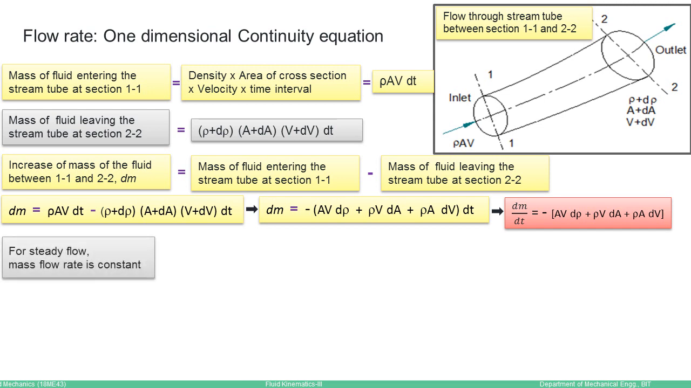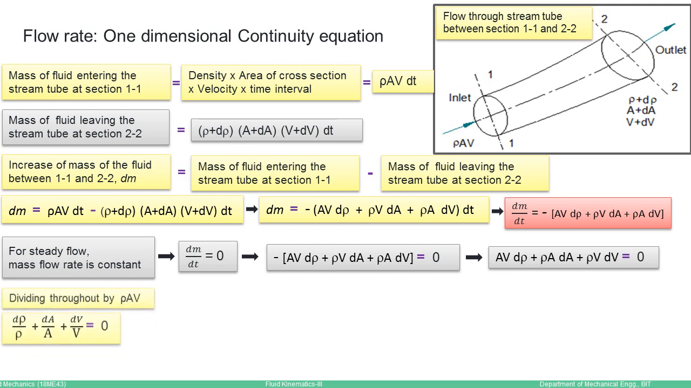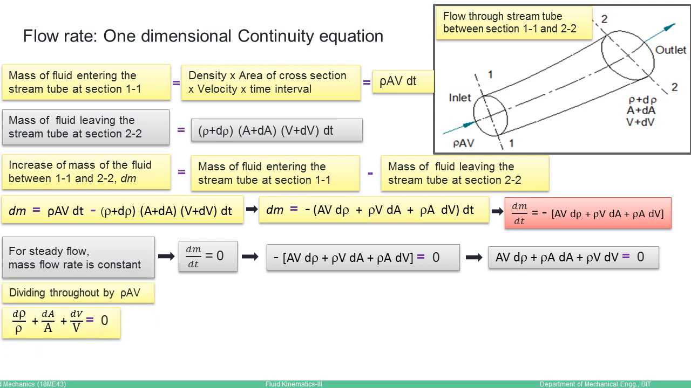But for a steady flow, this mass flow rate is constant. There should not be any change in mass flow rate. dm by dt should be equal to 0, which reduces to AV d rho plus rho V dA plus rho A dV is equal to 0. So we have got this differential equation for steady flow. Dividing this equation throughout by rho A V, we get d rho by rho plus dA by A plus dV by V is equal to 0.